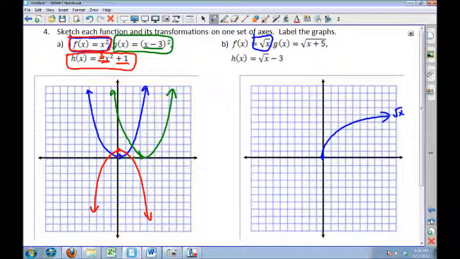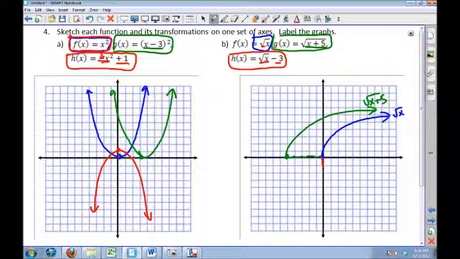For my second one, g of x, which I'll do in green, I'm taking that function and shifting it left 5 units. So I'm going to go 1, 2, 3, 4, 5. Same function. This is the square root of x plus 5. And for my last one, what I do to my parent function has the exact same value, all subtracted by 3. So I'm moving it down 3 units in the y direction. 1, 2, 3. It's the square root of x minus 3.